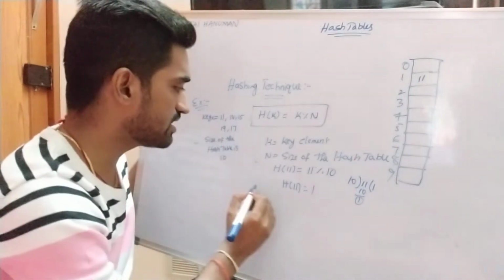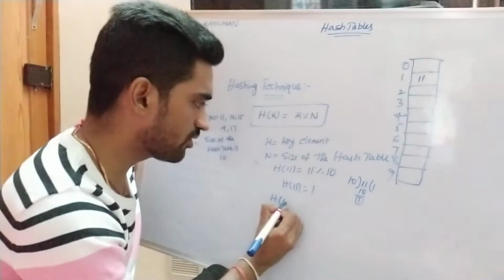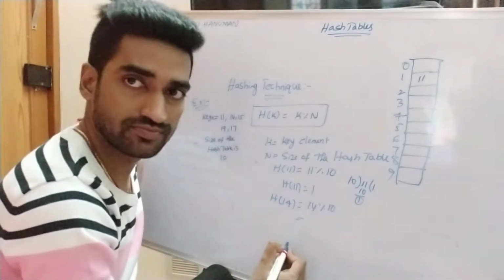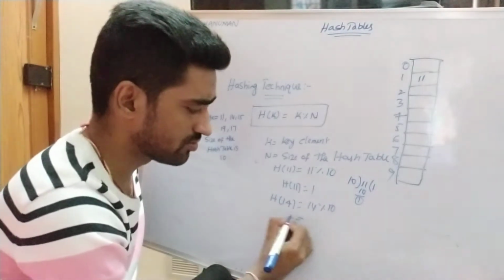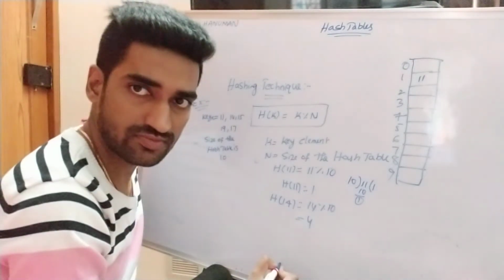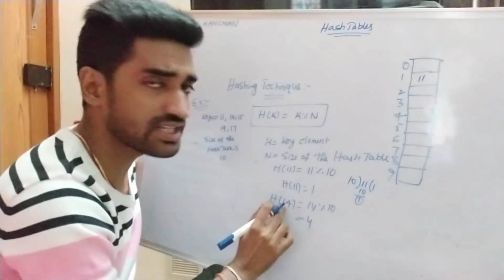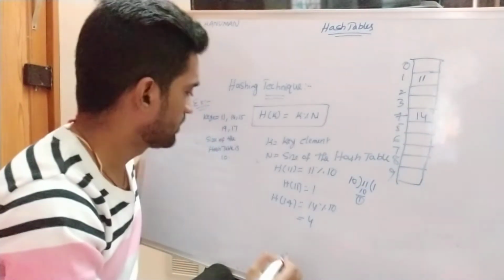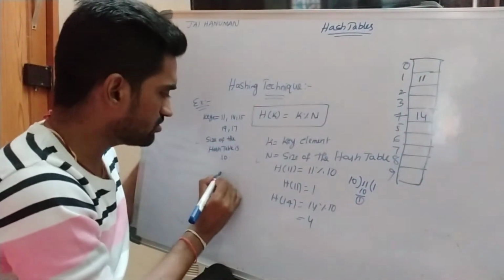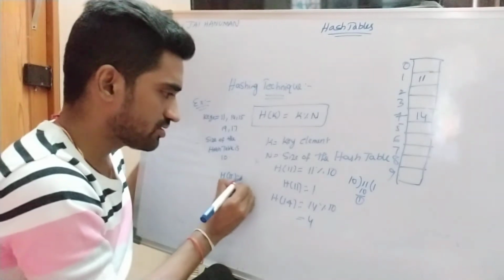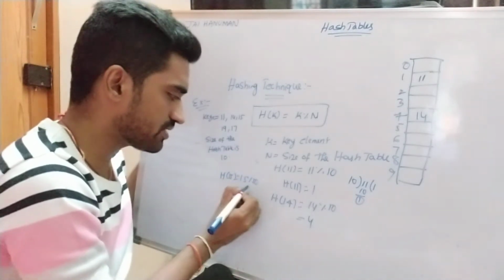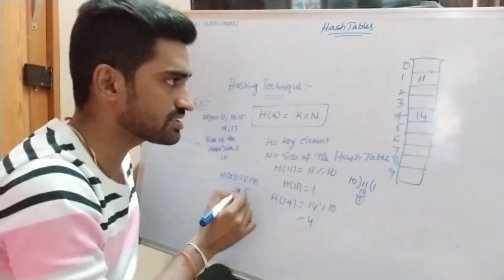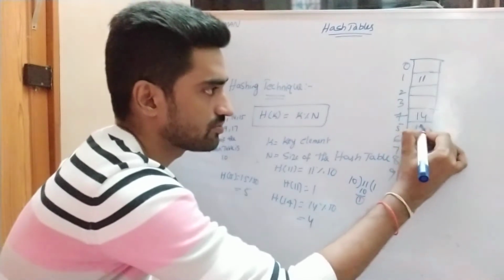Then what is the next key element? H of 14, 14 modulo division of 10. What is the remainder value? 4, right? So that's why 14 is inserted at the 4th position. Then what is the next inserted key value? H of 15, so 15 modulo division of 10. What is the remainder value? 5. So that's why the 15 key element is inserted at the 5th position, right?